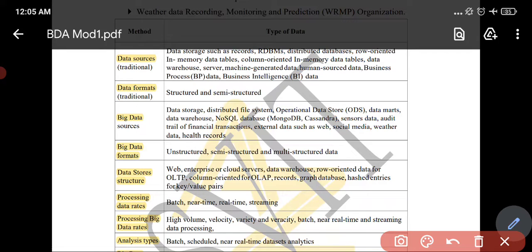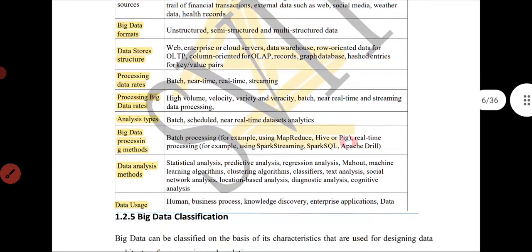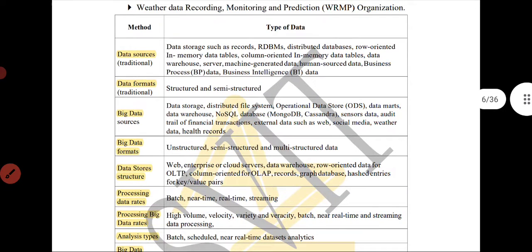So, big data classification. Big data is classified by data source, data format, big data source, big data format, data source structures, pre-processing, data rates, analysis types, and one more. Here it is compared with the traditional method, that is relational or RDBMS, against big data. So this is how big data classification is made.